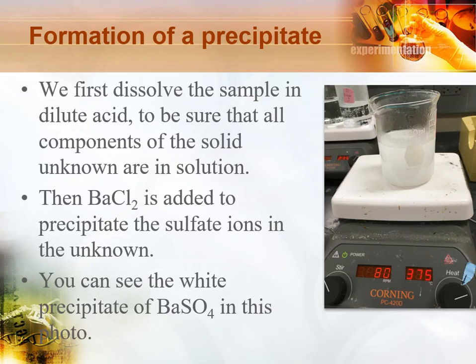So when we go into the lab, first what we do is we weigh out our sample like I just showed you, and then we dissolve the sample in a dilute acid solution, and this ensures that all of the components of our unknown are all in solution, whether they're sulfate or something else. Then we add barium chloride, and that precipitates the sulfate ions using the equations that I showed you in the previous slide. So you can see what happens when you add the barium chloride.